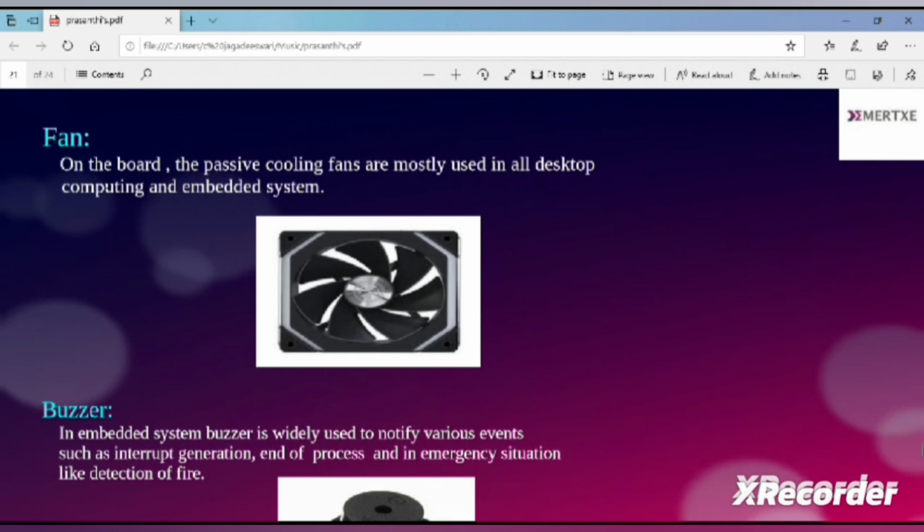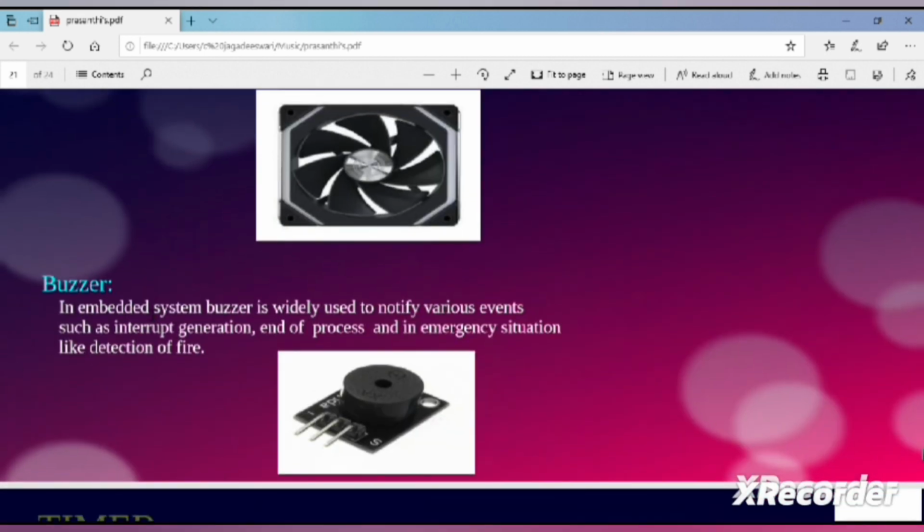Fan. On the board, passive cooling fans are mostly used in all desktop computing and embedded systems. This is the fan. And the buzzer. In embedded systems, a buzzer is widely used to notify various events such as interrupt generation, end of program, and emergency situations like detection of fires.